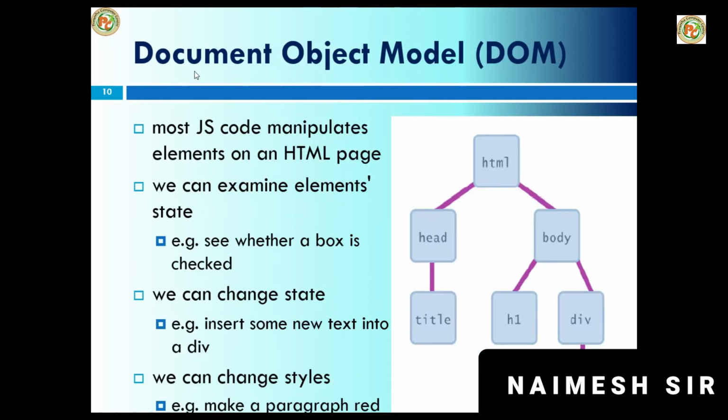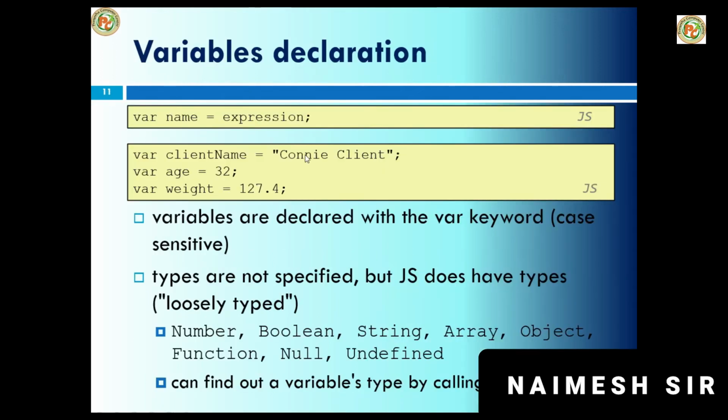Then DOM means Document Object Model. For example, the main element is html. Then inside it there are the head tag and the body tag. In the head we will type the title, and inside the body tag we will type the h1 tag, division tag, paragraph, and all that stuff. So this is called the DOM.